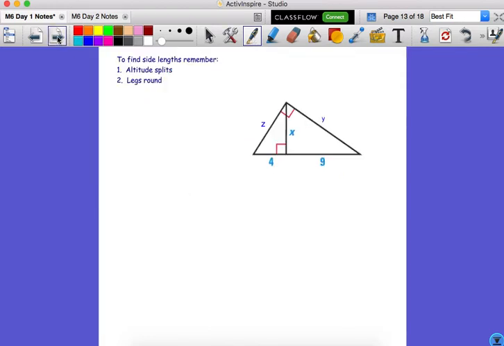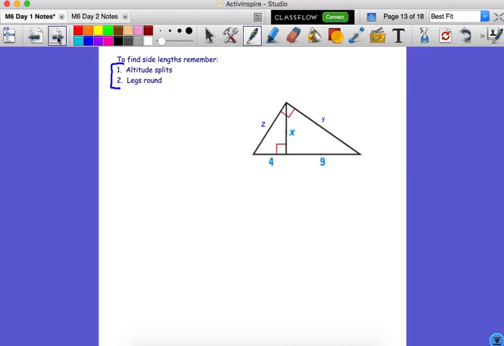Now there's also a way that you can memorize how to do this using these 2 sayings right here. So I'm going to show you how to do this using similar triangles, and then I'm going to show you how to do this using the 2 shortcuts.